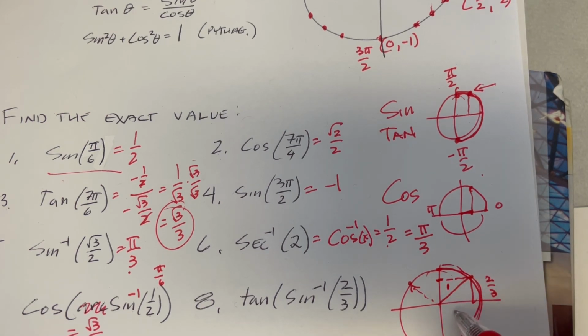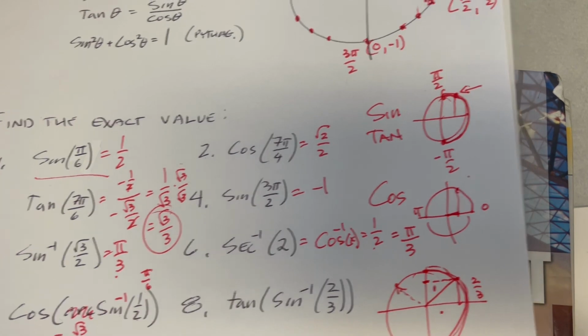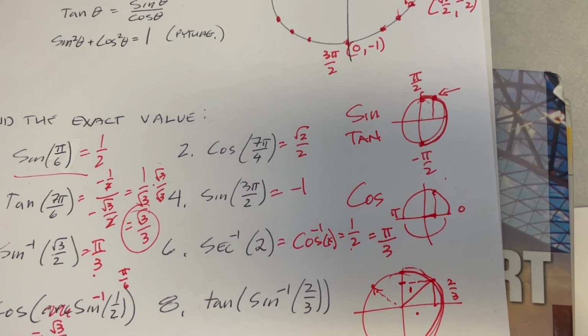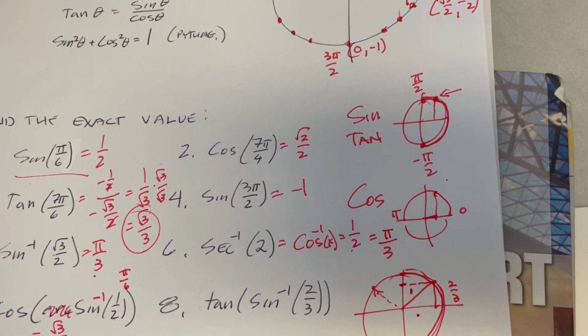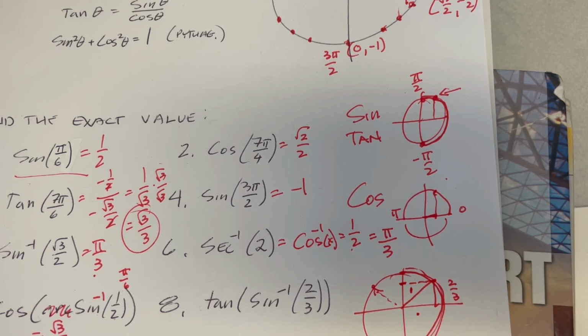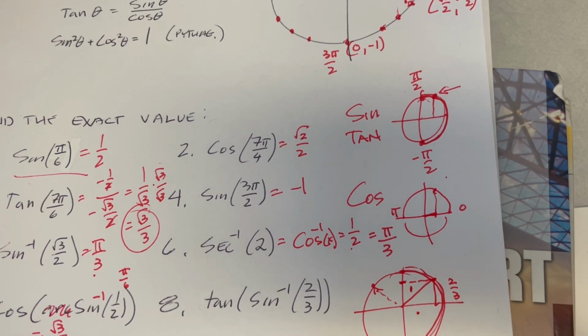And then I can solve using Pythagoras for the cosine value. So the cosine is going to be the square root of 1 minus 2/3 squared. So that would be 4/9. That means it's going to be the square root of 5 over the square root of 9, because I'll subtract 4/9 from 1, which is 9/9. I'll get 5/9, and I take the square root and I get 3. So that's your cosine value.